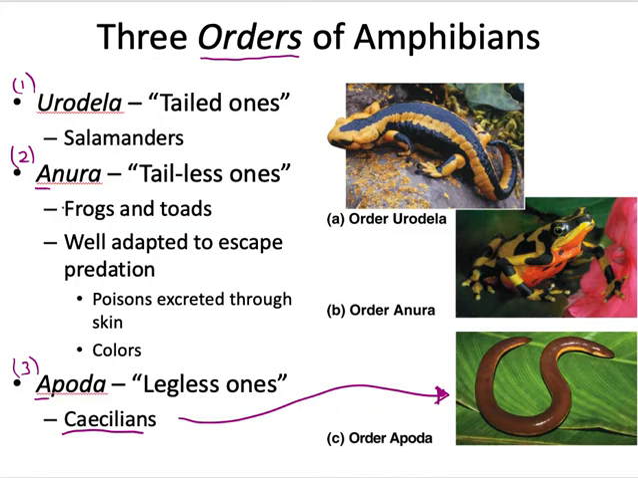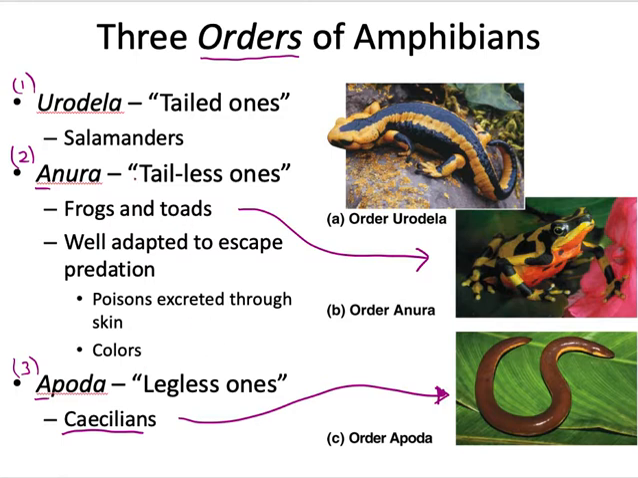Anura stands for tailless ones, so no tail. And this would be our frogs and toads that we see over here. So the order Anura has no tails, and frogs and toads are very interesting in their adaptations. Their colors make them well adapted to escape predation, and many of them also have poisons that are excreted through their skin. Sometimes a frog will have the same color as a poisonous frog just so that predators avoid wanting to eat it. So poisons and skin colors help frogs escape or evade predation.